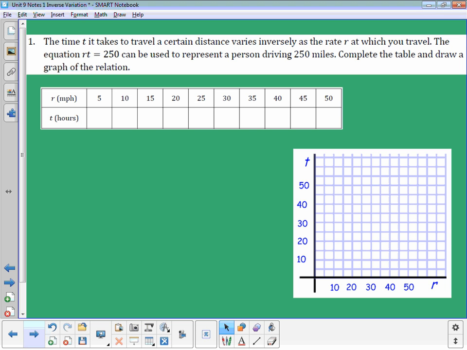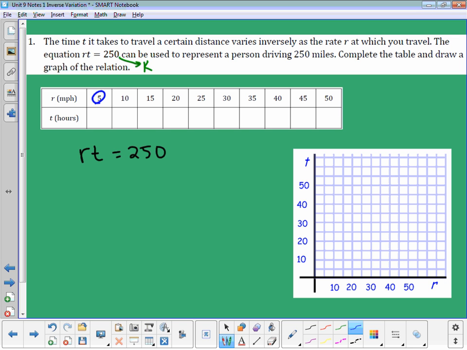Let's take a look at number 1. It says the time t it takes to travel a certain distance varies inversely as the rate at which you travel. The equation r times t equals 250 can be used to represent a person driving 250 miles. Complete the table and draw a graph of the relation. So here's our k value. And we need to use that equation, rt is equal to 250, to complete the table. So I'm going to take my r values and plug them in for r.